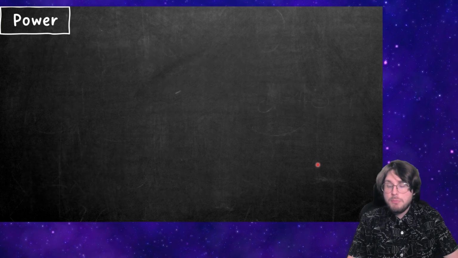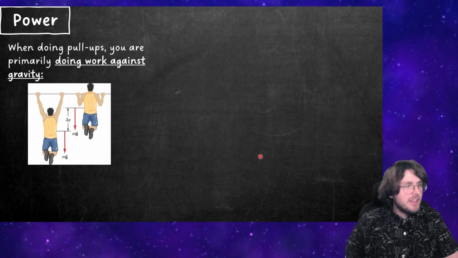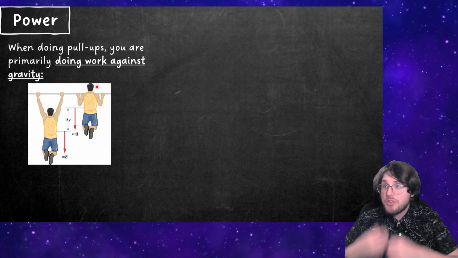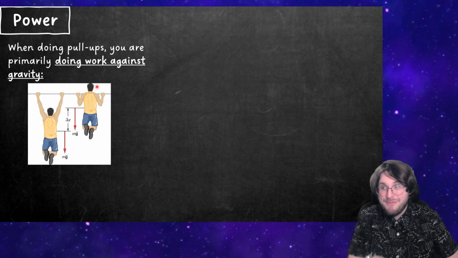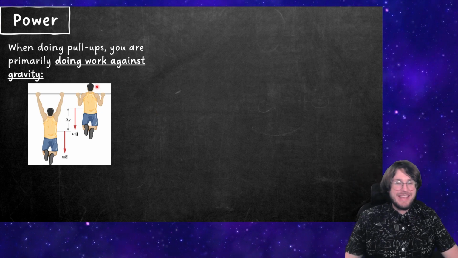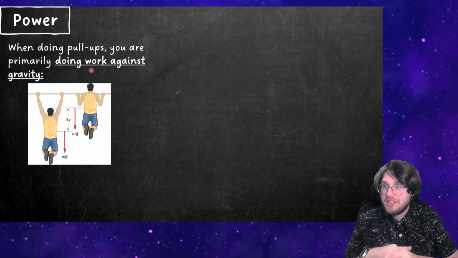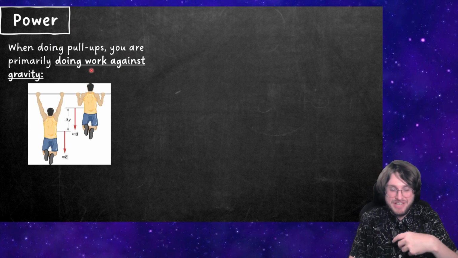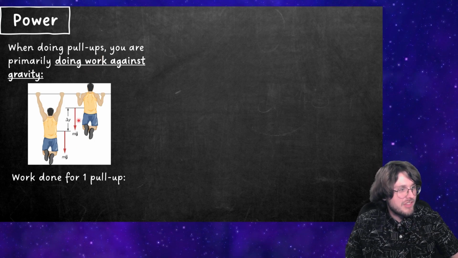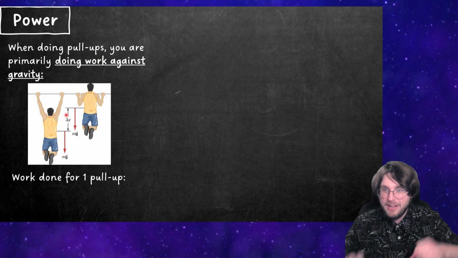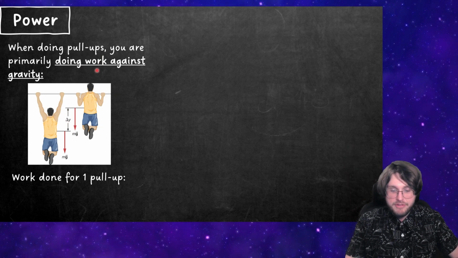For now, there's one more term that we want to cover, which is power. And to start thinking about power, I'm going to use a specific example of someone doing pull-ups on a bar, something that I am not very good at personally. When you are doing pull-ups, primarily you're doing work against humanity's arch nemesis, gravity. So if we're using this image here, a displacement of delta y maybe is what this person is moving through, and they're doing work against gravity.